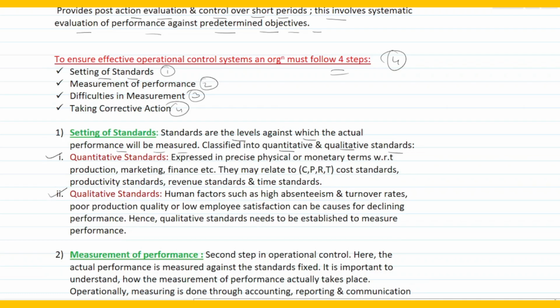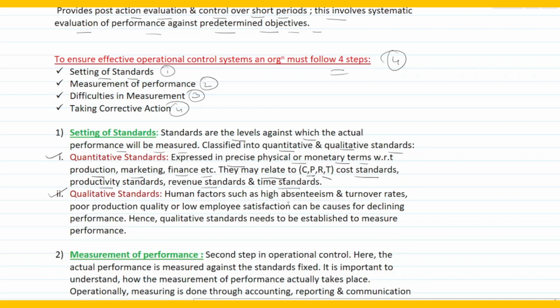Quantitative standards, as the name itself suggests, are expressed in precise physical or monetary terms. So basically something which is in the form of numbers is called as a quantitative standard. Now this can be with respect to production, marketing, finance, etc. Now they may relate to 4 aspects. How I remember it is by memorizing it as CPRT. So what does the CPRT stand for? Cost standards, productivity standards, revenue standards, and time standards.